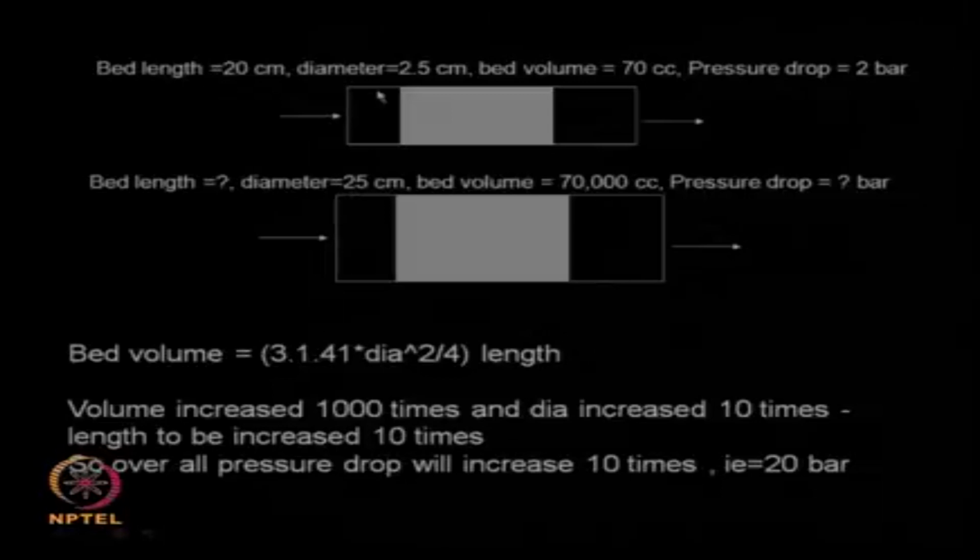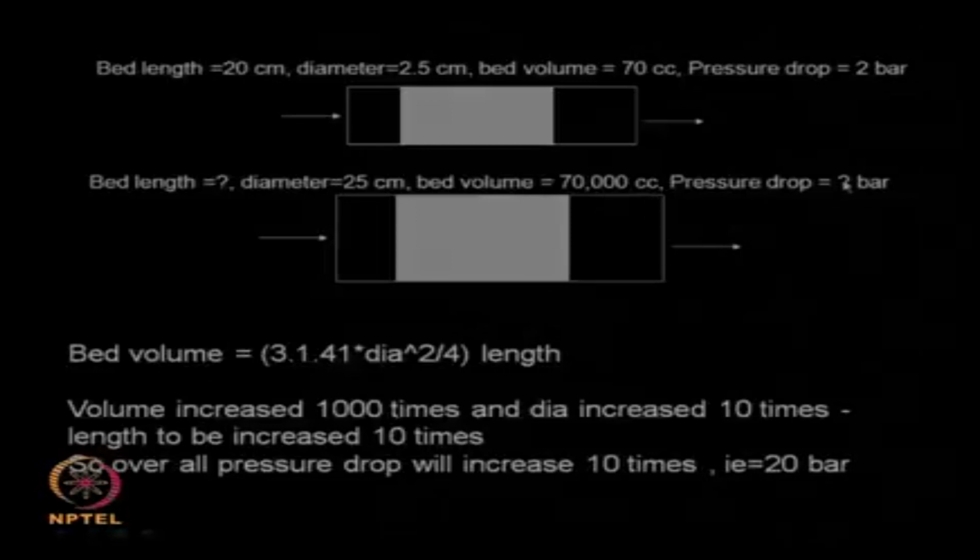I want to increase the diameter 10 times, that is 25 centimeter. Now the question I need to answer is, what will be the pressure drop of this particular new packed bed when compared to the old packed bed. So the old packed bed volume was 70 cc, diameter of the tube was 2.5 centimeter. The new packed bed has a diameter of 25 centimeter and it has got a bed volume of 70,000 cc.